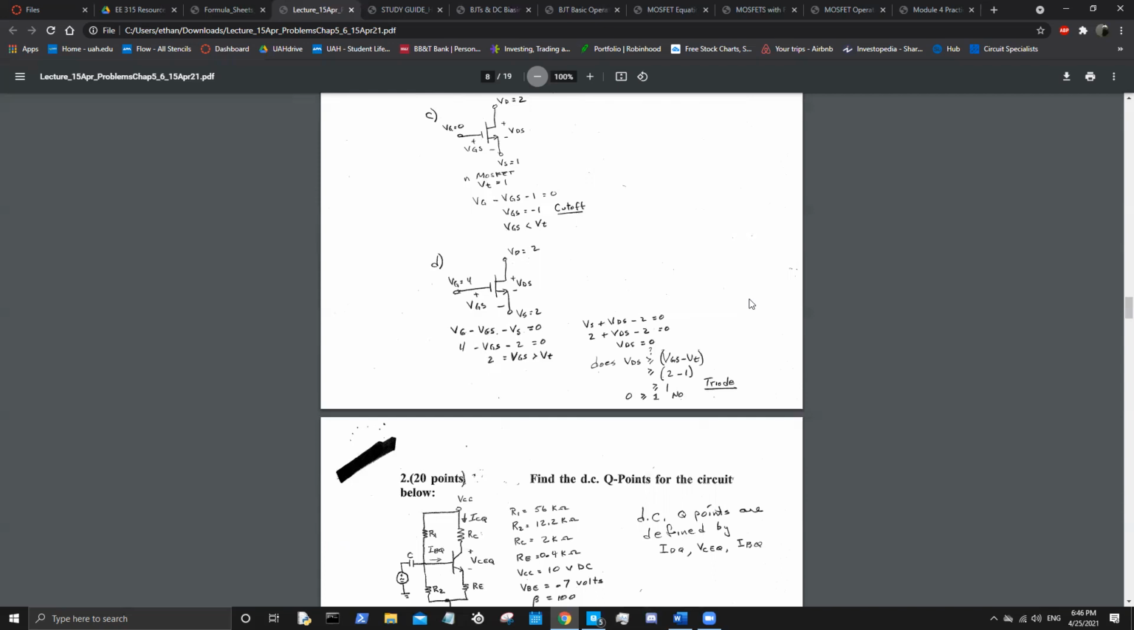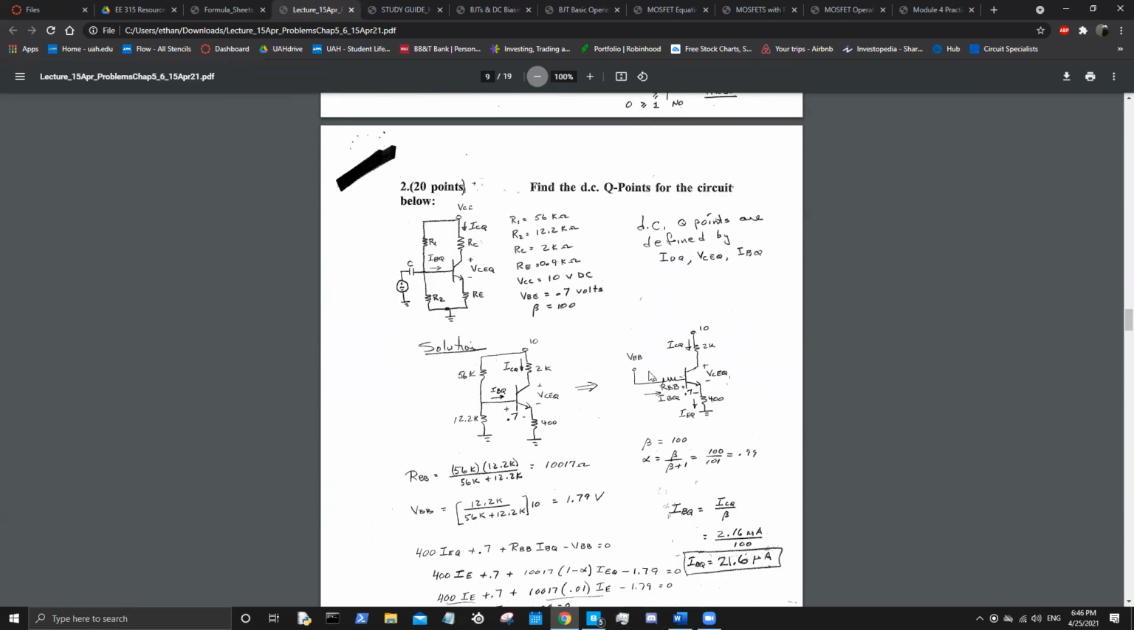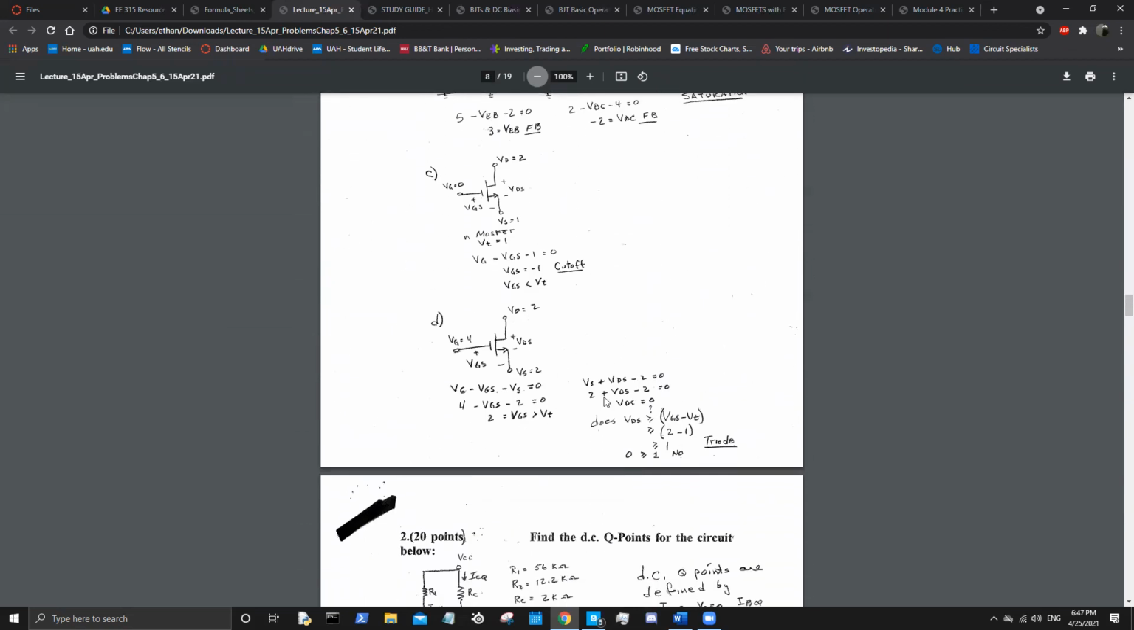So it's not in cutoff. When it's in cutoff for a MOSFET, that's fun because you just write cutoff, there's no extra test. But in this instance, you have to tell if it's in triode or saturation, right? Correct. So we're in D right now. So now we're going to VS plus VDS minus 2. So VD is 2, VS is 2.